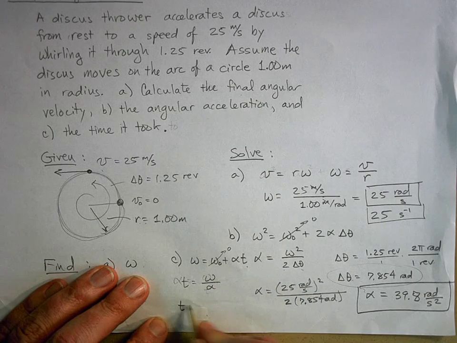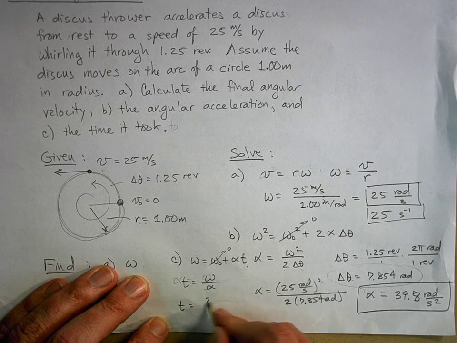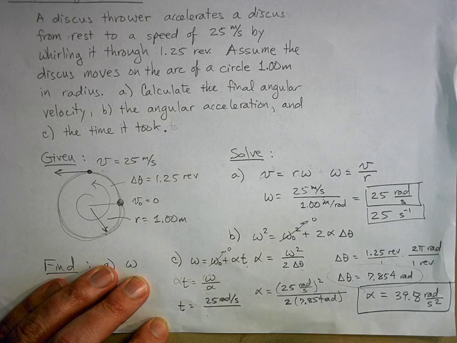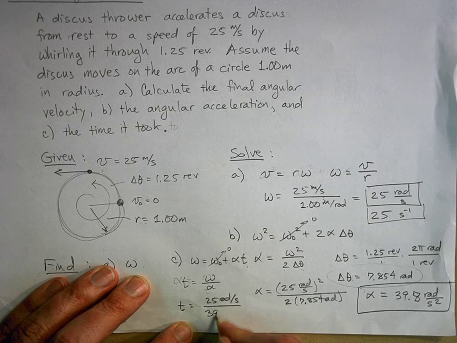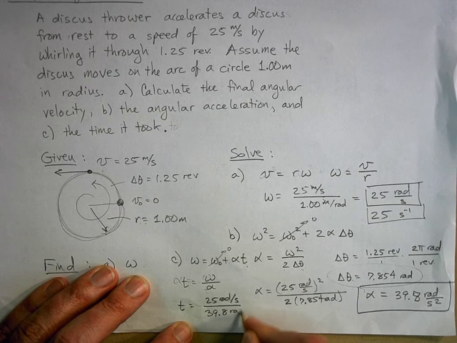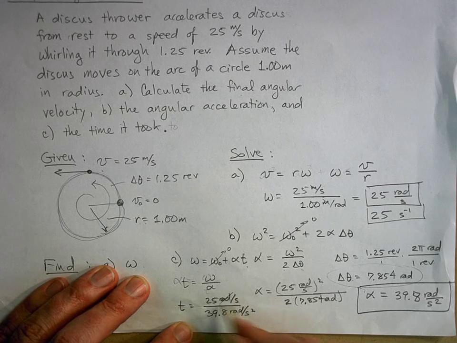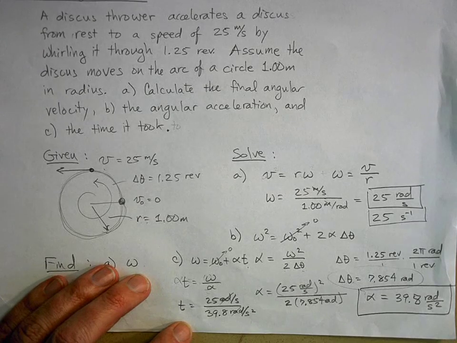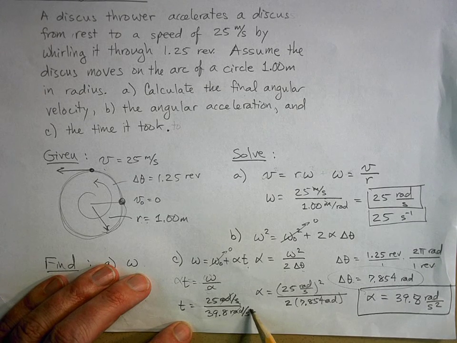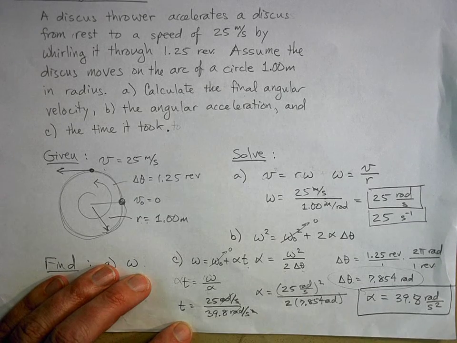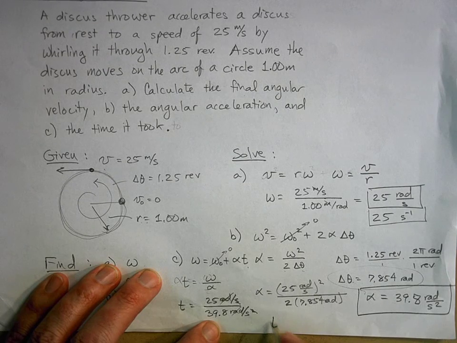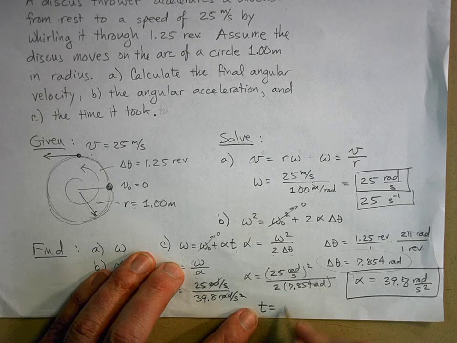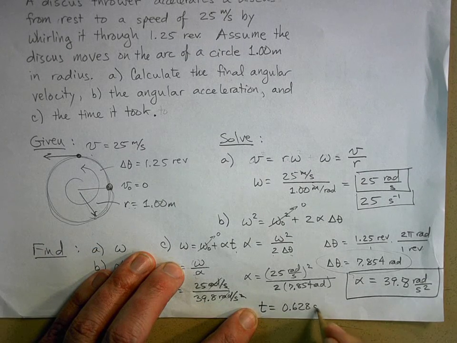So the time is equal to 25 radians per second divided by 39.8 radians per second squared. And look at the units. Radians sort of cancel. And then the seconds cancels the seconds squared. You have 1 over seconds in the denominator, which gives seconds. You get 0.628 seconds.